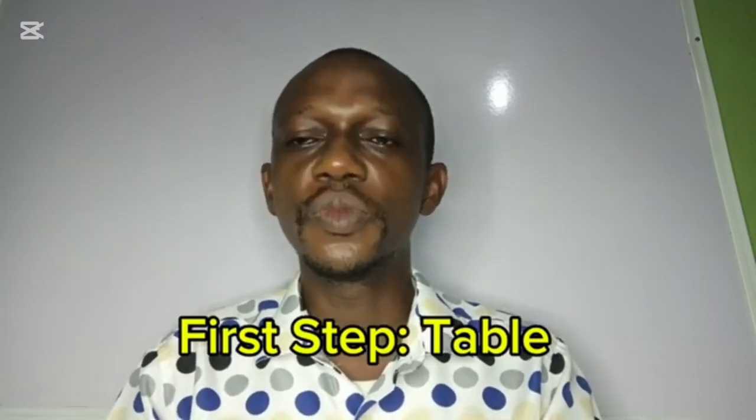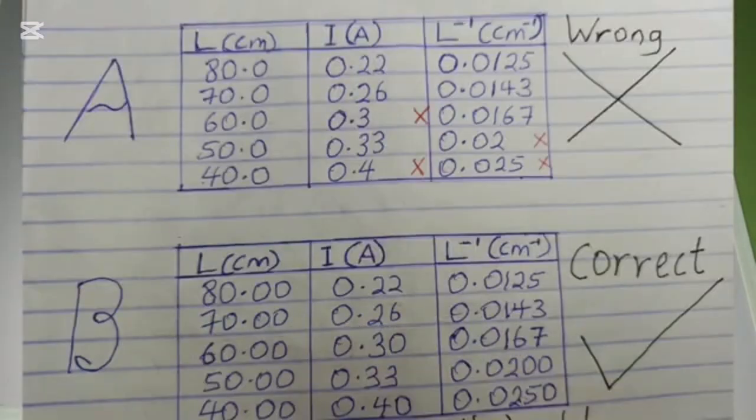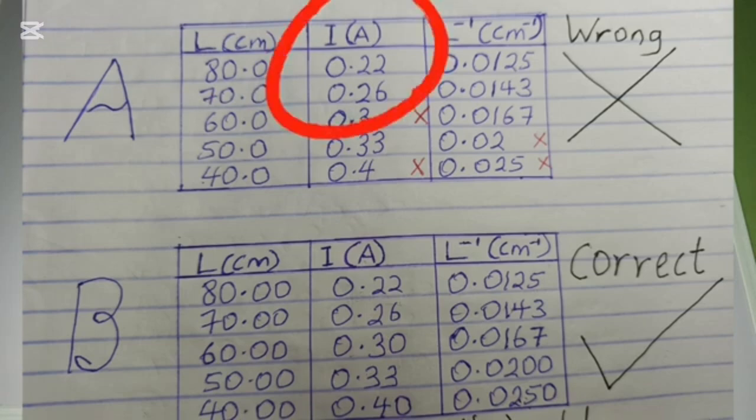The first one is the table. Look at this table, for example. Here we have table A and we have table B. On table A, the first column is a reading that has been taken using a meter rule. You can see that we have L in centimeters and we have I in ampere. That's the second column. And in the third column, we have found the reciprocal of the L, that is 1 over L, which is L raised to the power of -1, and centimeter raised to the power of -1. That's the unit.